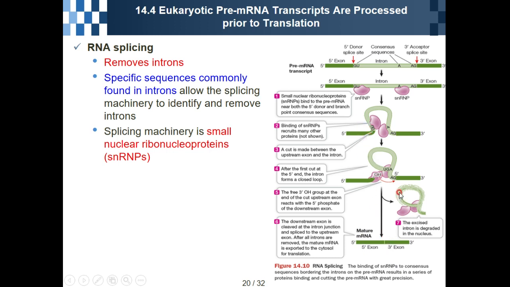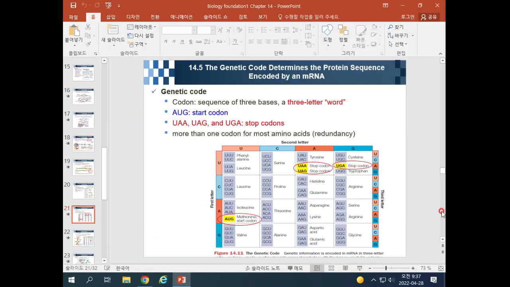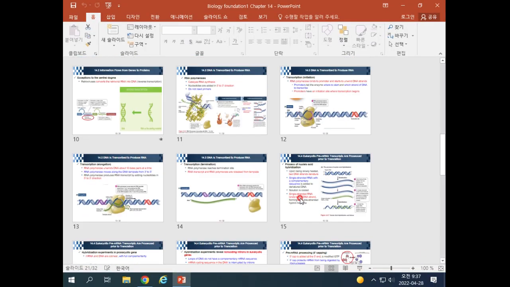The important thing is that during RNA splicing, the intron has a specific sequence and snRNPs bind there, which initiates the splicing step like this. If the intron is spliced, they finally make the mRNA like this. Do you understand? So this is the processing step. Finally, we will learn the translation step.